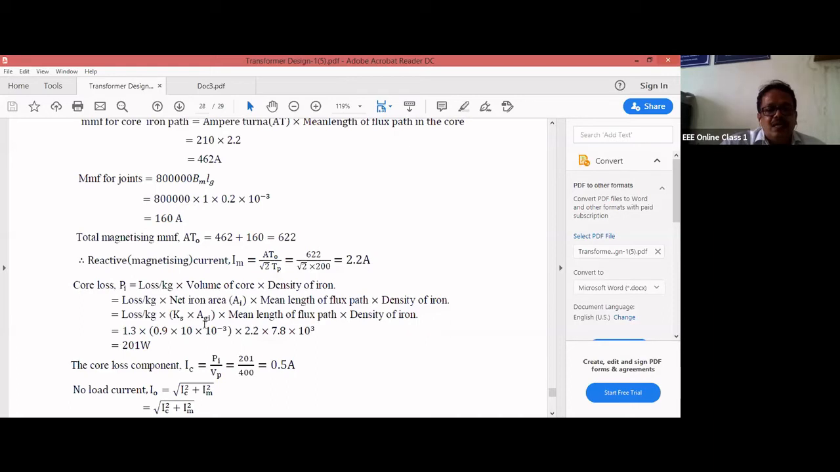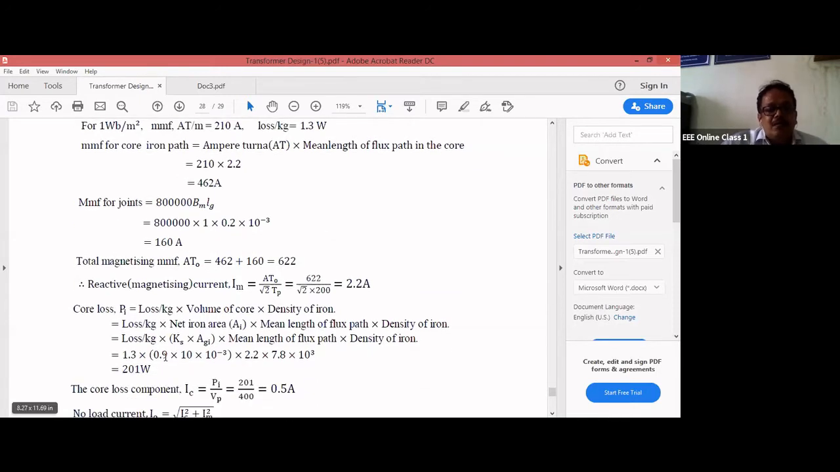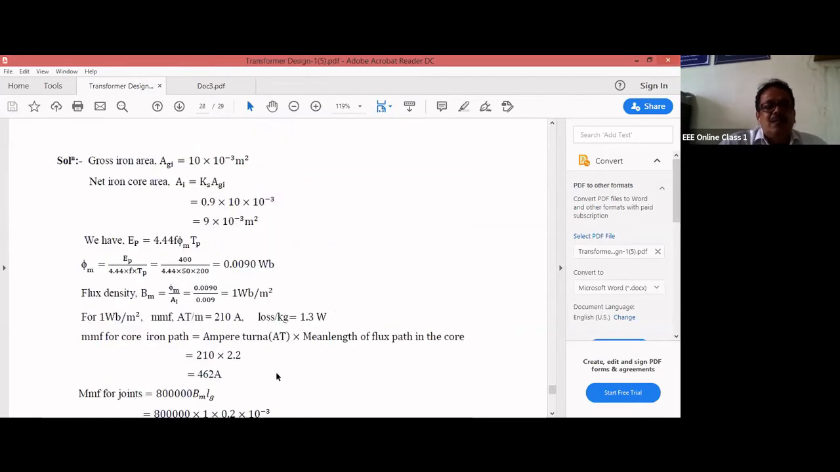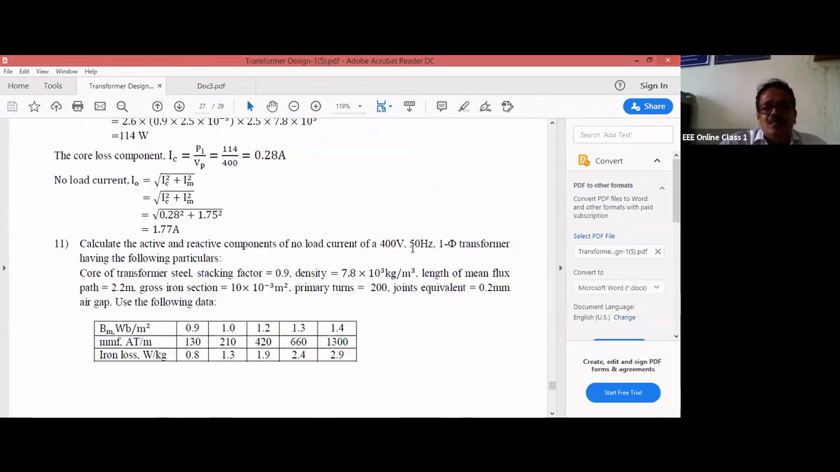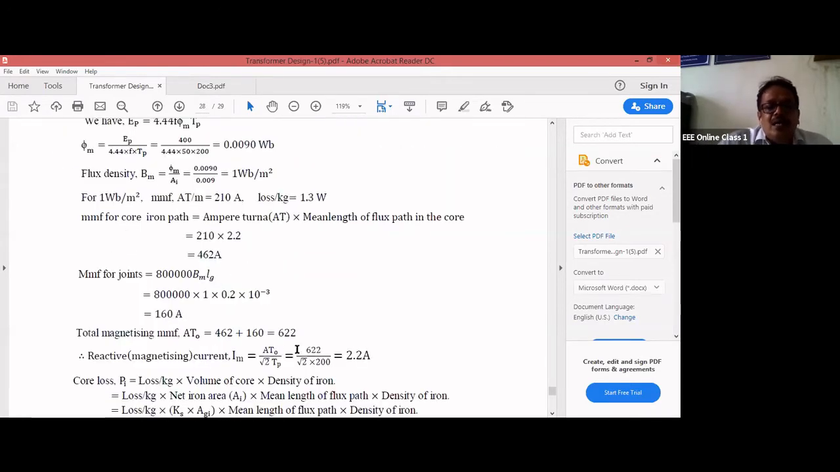Substitute the values here. The loss per kg you calculated for 1 Weber per meter square is 1.3. So 1.3 into 0.9 into 10 power minus 3, into 2.2, the mean length of flux path, into the density of iron, 7.8 into 10 power 3. What do you get here? 201 watts. So the core loss component IC is nothing but PI by VP, 201 divided by 400. VP is the voltage on the primary, which is 400 volt. So what do we get here?